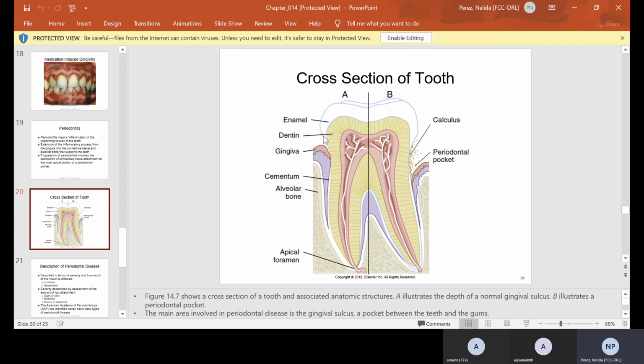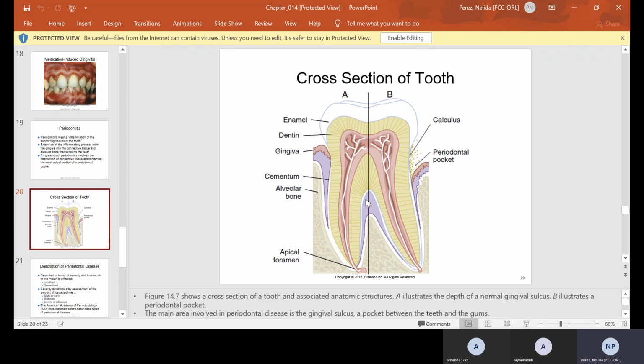Normal, healthy periodontal pockets are anywhere from 1 to 3. Here it could be 5, 6, 7, and it could even go higher than that. Once it goes past this point, there is no point of return, because right here where the roots divide is called the furcation. Once the furcation is seen, usually this tooth is hopeless.